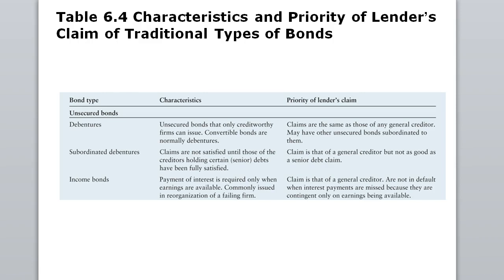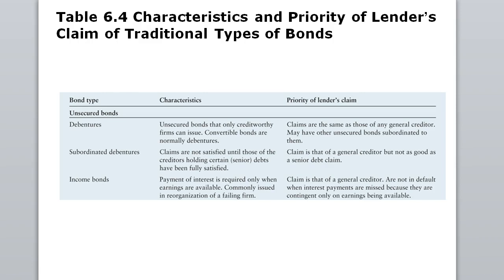So, characteristics and priorities of lenders. As far as the traditional types of bonds, we have the debentures, which are unsecured bonds where only the creditworthiness of the corporation is securing them. And we have subordinate debentures, where these claims are not satisfied until the more senior debentures are satisfied. And we have income bonds, where payments of interest are required only when earnings are available. These are commonly issued in recognition of the reorganization of a failing firm.